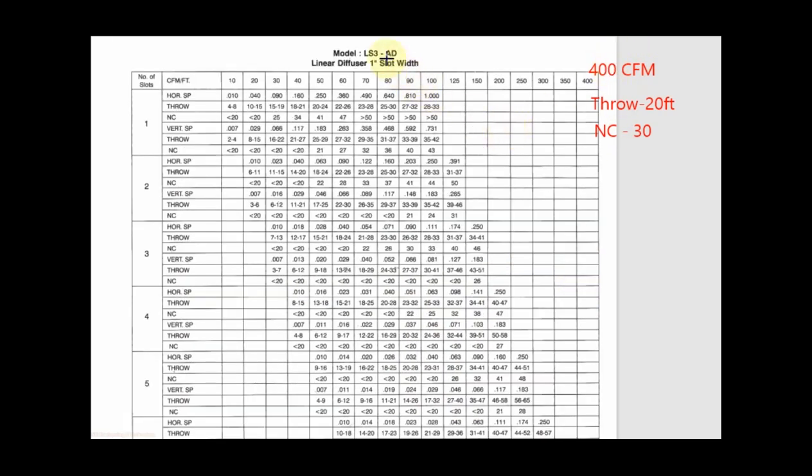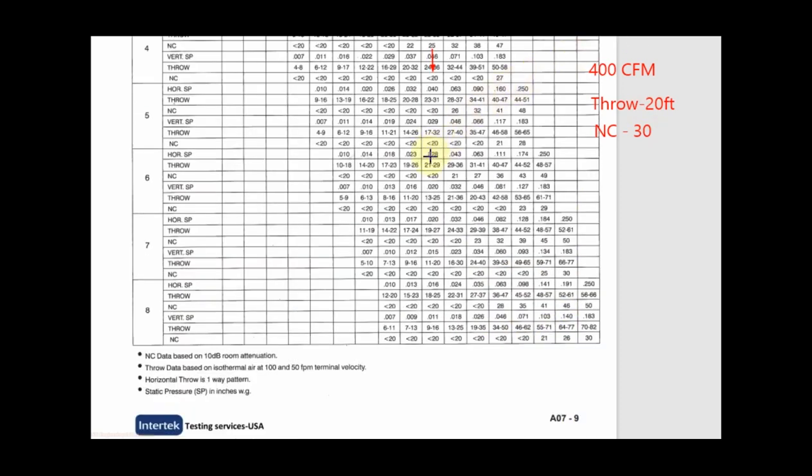Now we'll try for 1 inch slot width. So let us select this column for 100 CFM per feet. For one slot NC level is more, for two slots 44, for three slots 33, for four slots 25, but the throw is 33, which is higher than 20. Then we will see for five slots also this throw is 31, we cannot select it also. Then we will go for six slots. Here NC level is less than 20, but the throw is 29, it is also higher. For 7 slots, this throw is 27, then for 8 slots, throw is 25.